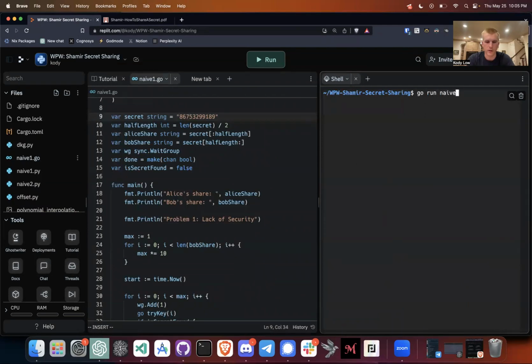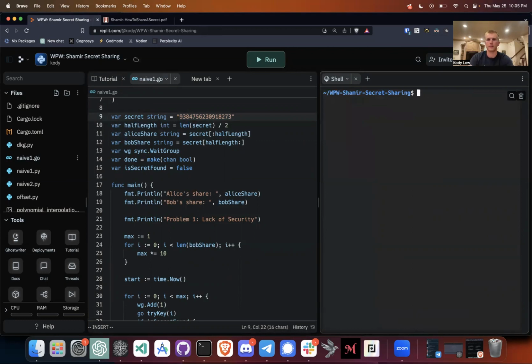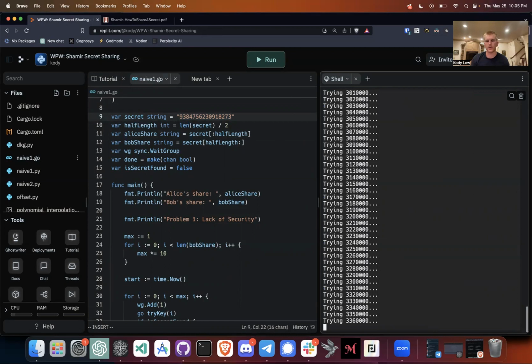So go run naive1.go. Again, this is the same thing, using the same number of goroutines as Python threads, and let's see how much faster this is. I'm going to hit it, boom, found the secret. Go is significantly faster. So let's do a much larger key space, doing the same thing. Oh, oops. Cool, look how much faster this is.